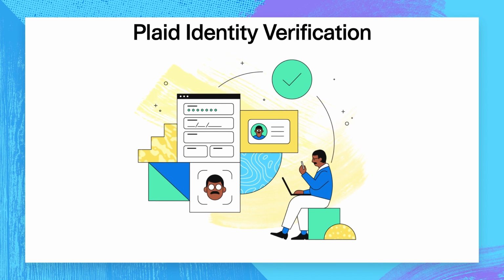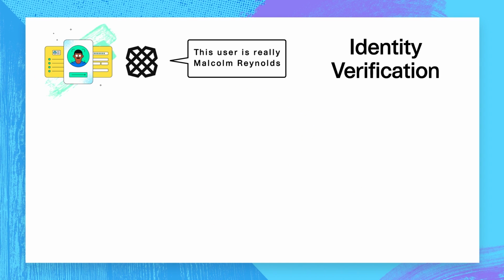Plaid Identity Verification is a powerful and simple product that makes it easy for you to identify who your customers really are, protect you from fraud, and identify bad actors. And if you're wondering how this fits in with our other products, Identity Verification helps confirm that your user is who they say they are.